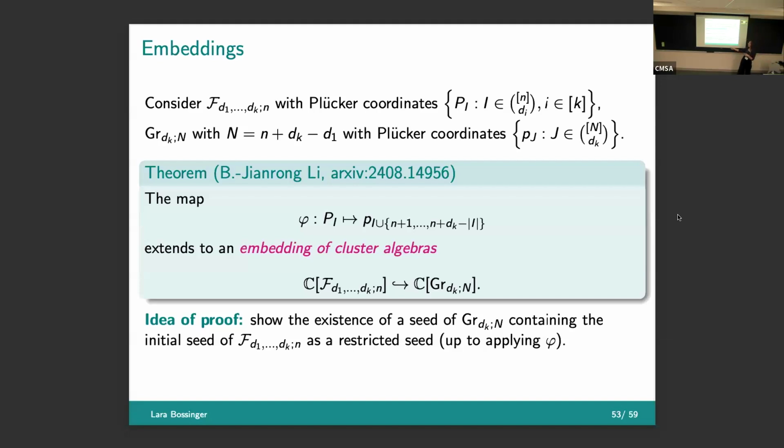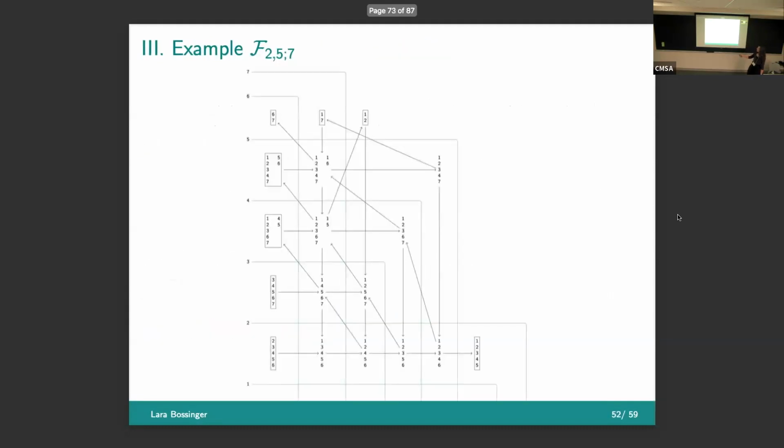Right, so the proof here really is just showing this existence of a restricted seed by giving a mutation sequence from the initial seed of the Grassmannian to that seed. Do you have any combinatorial interpretation of the seed? For the Grassmannian, no, actually it does not come from a Plabic graph, which cannot, because I know that I have these quadratic cluster variables here, so I have to go out of the Plabic graph world in the Grassmannian to get there.